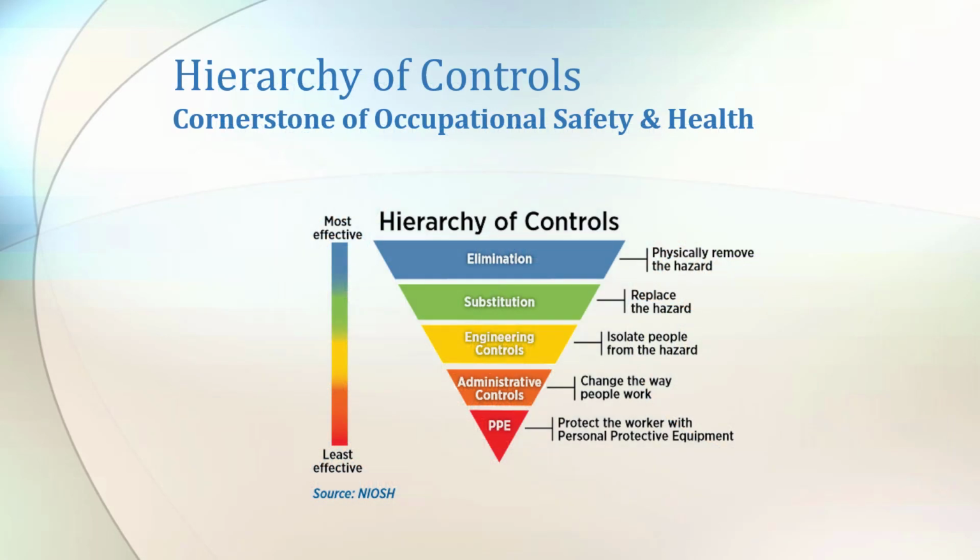And here they are. This is a pyramid, upside down. Very important that you understand this pyramid. Elimination, substitution, engineering controls, administrative controls, and PPE. Now, PPE is probably the most common one you'll see. Everybody wears hard hats and safety glasses, but as you look at the hierarchy of controls, it is the least effective. As we go through these, with elimination, you physically remove the hazard.